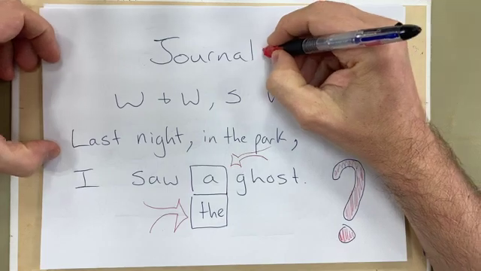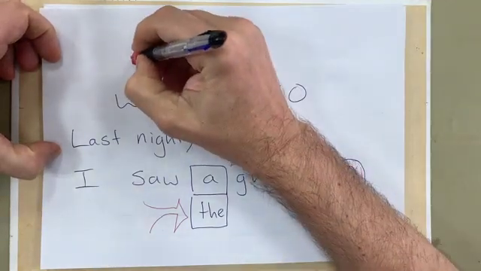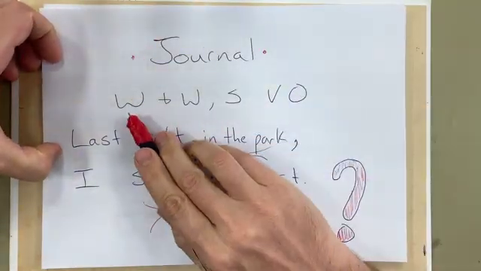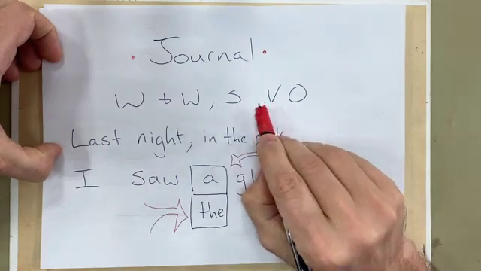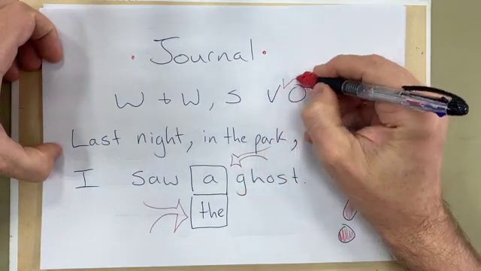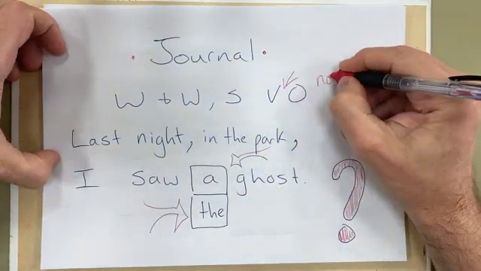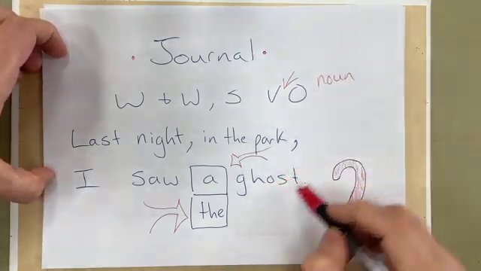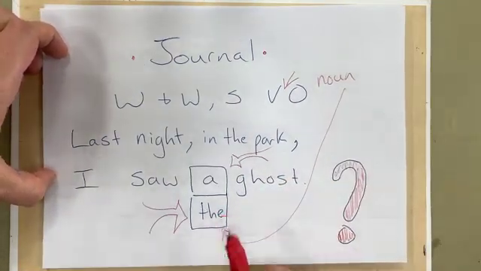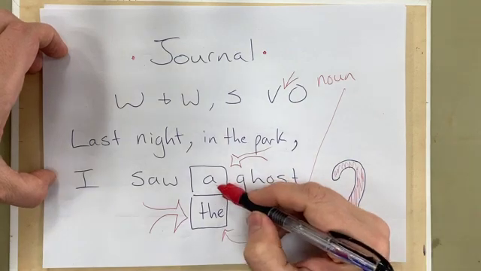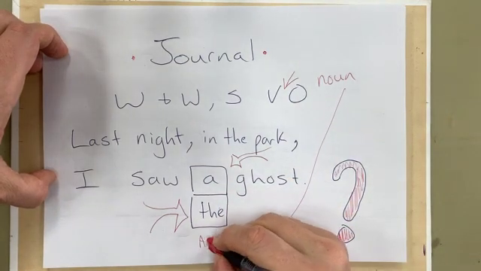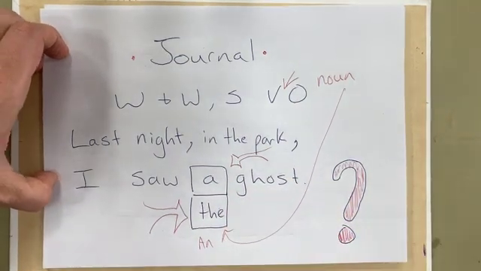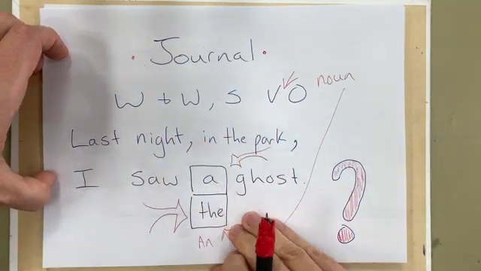So the first thing you'll find when you do your journal is that you will do your where and when, your subject, your verb, and then before your object, which is your noun, you will find that you need an article, either a or the or an. How do you know which one to use? This video is going to show you very clearly.